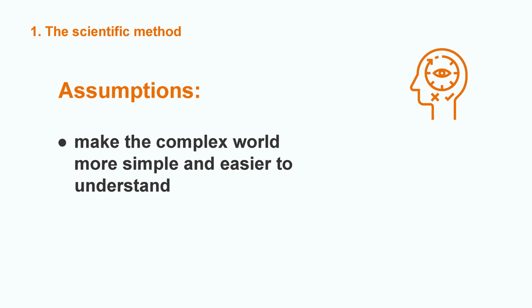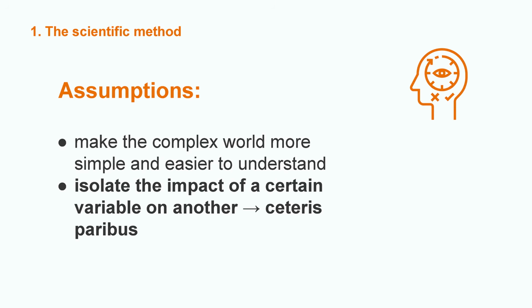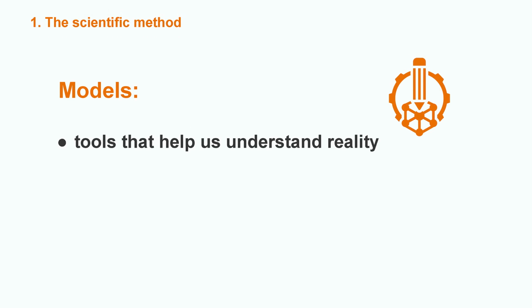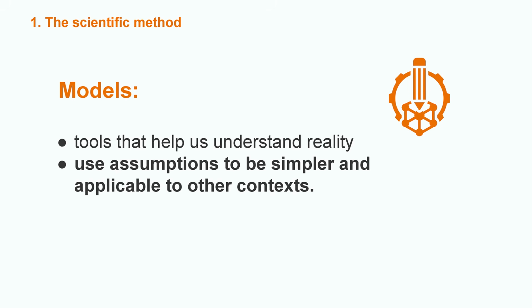Assumptions play a key role in the scientific method since they aim to make the complex world simpler and easier to understand. They also allow us to isolate the impact of a central variable on another, keeping the other variable fixed. This is known as ceteris paribus. Assumptions are essential to create models, since they help to simplify situations when we want to test our hypothesis. Economic models are tools that help us understand reality, and they use assumptions to be simpler and applicable to other contexts. We have two basic models that aim to explain economics' main principles. Ready to check them out?